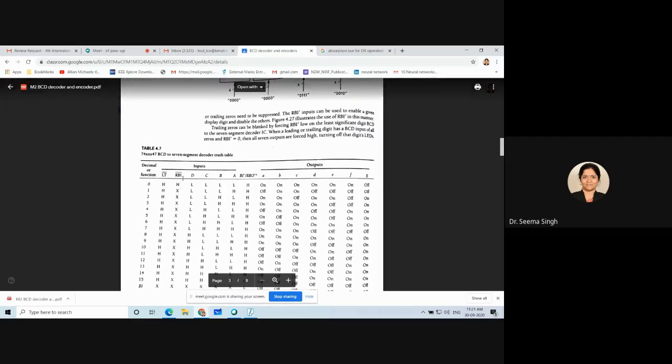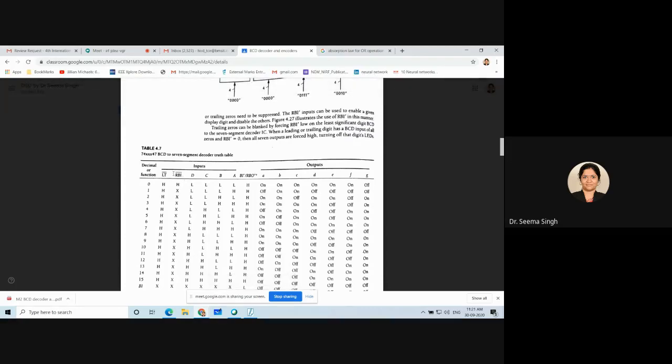Then you have something called RBI bar. RBI bar is an enabling input. It is used to enable a given display, a given display digit. It is an enable pin. And as you can see, it is active low.